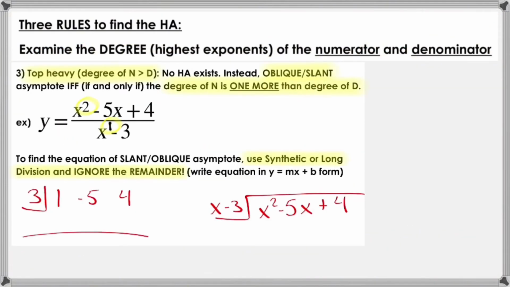Now, the third rule, you have to do a little bit of extra work if you are in this situation. This is called a top-heavy situation with your rational function, and instead of having a horizontal asymptote, you're actually going to have what is called an oblique or a slant asymptote. The word oblique just means slant as well. It's not vertical or horizontal. It's oblique or slant. So that means the asymptote is going to be moving at a diagonal.